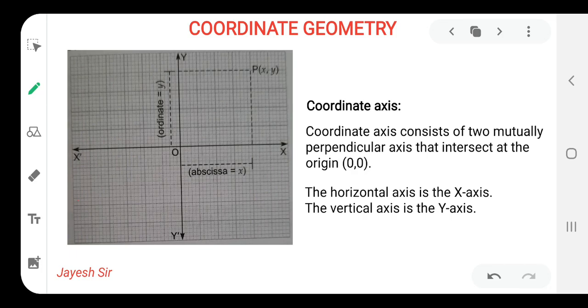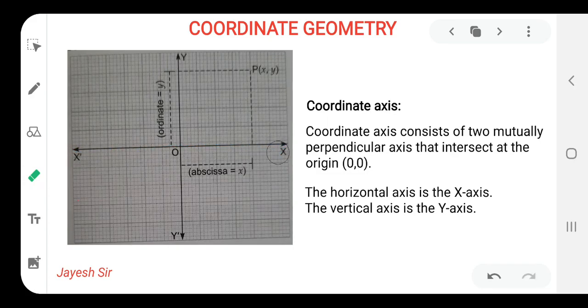Coordinate axis. There are two axes, as we are already familiar with the axis from drawing the bar graph, or we have learned this in previous classes. This axis is known as the x-axis. That's why x is written over here and x dash over here. Why x dash is written here, we'll learn afterwards, no need to worry about that.